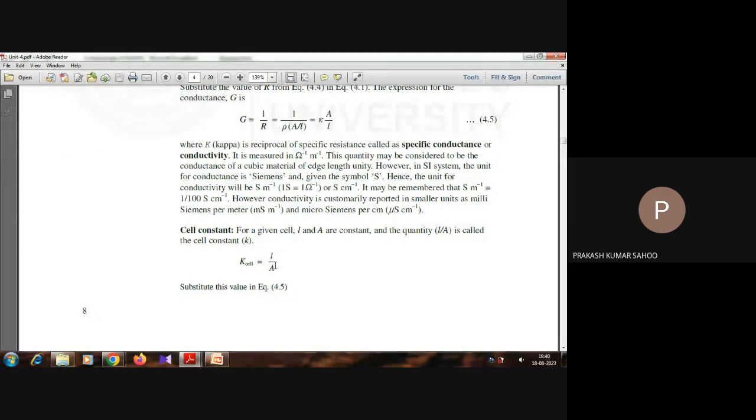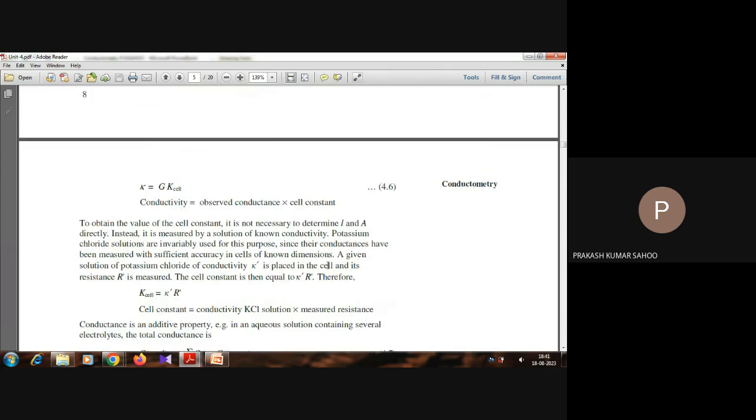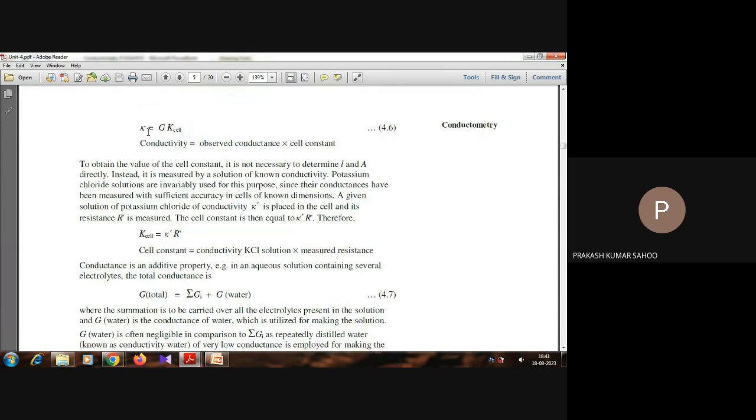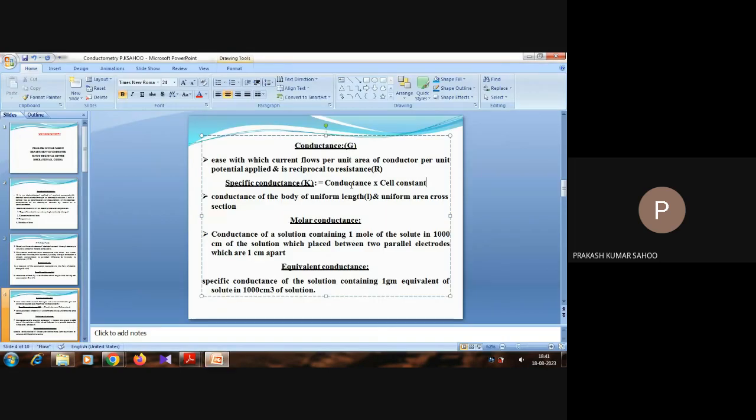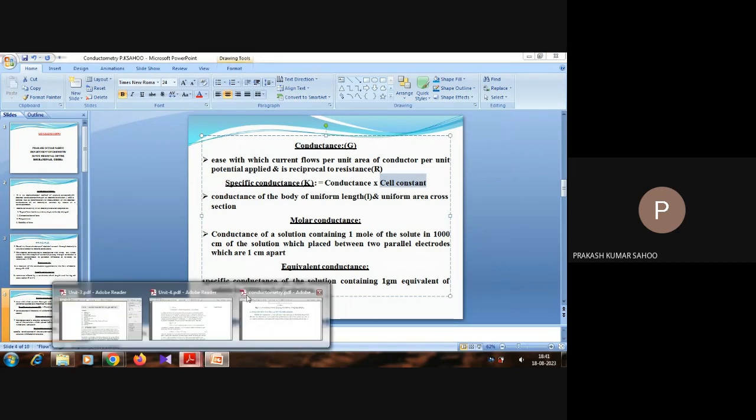That is, K cell equal to L by A. This is the cell constant, and it will be centimeter by centimeter square, that is, centimeter inverse. The unit of cell constant is centimeter inverse. Then conductance is specific conductance into cell constant. I have written here specific conductance into cell constant. So conductance is ohm inverse, cell constant is centimeter inverse, so the specific conductance unit will be ohm inverse into centimeter inverse.